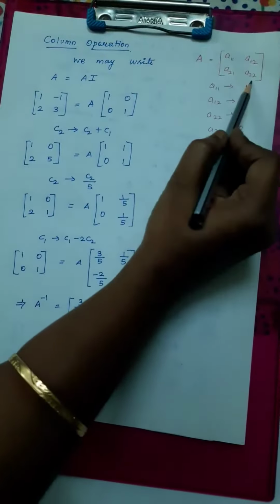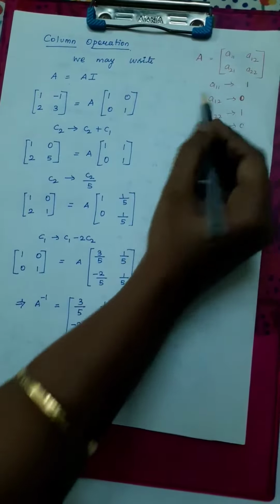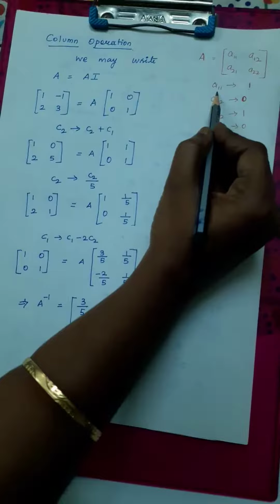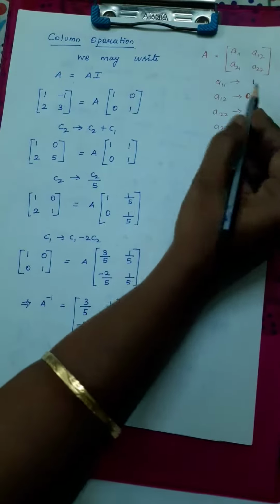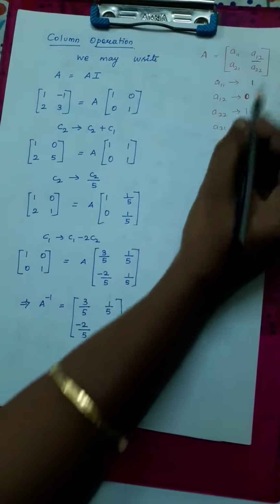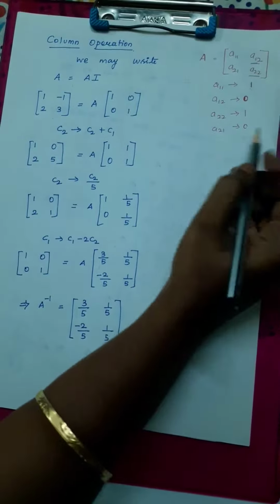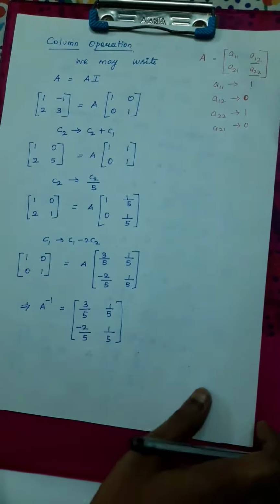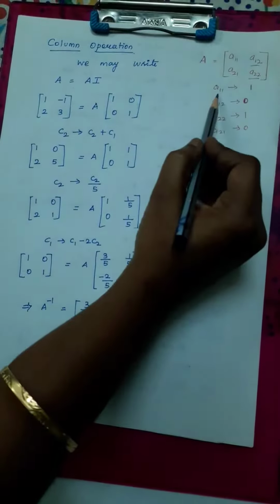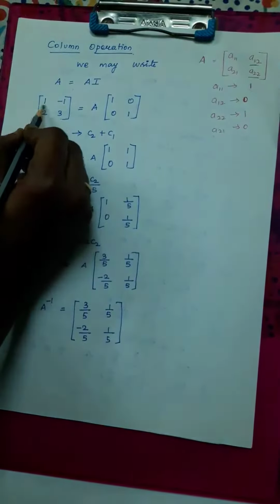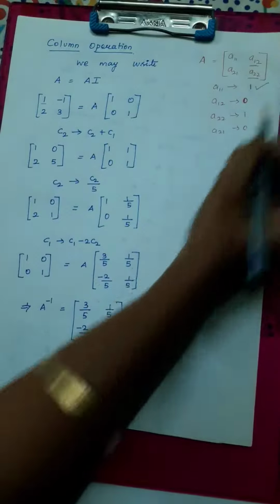This is the given matrix and these are the positions. Now the steps are: first we need to convert A11 as 1 and A12 as 0, then A22 as 1, then A21 as 0. So now we'll go to the first step. What is there in the A11 position? A11 position is 1, so this step is already over.